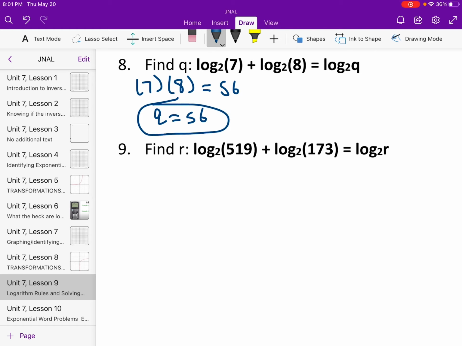Alright, find r. And this, I know for a fact, is meant to be a minus sign, sorry. This is the rule that if you're subtracting two logarithm expressions, you need to divide the two values in here. So we need to do 519 divided by 173, which is 3. Obviously, you probably don't know that off the top of your head. It's just a common one I remember. But r is 3. So those are how you can use different logarithm expressions. And that's it for this video, and I'll see you on the next one on exponential word problems.